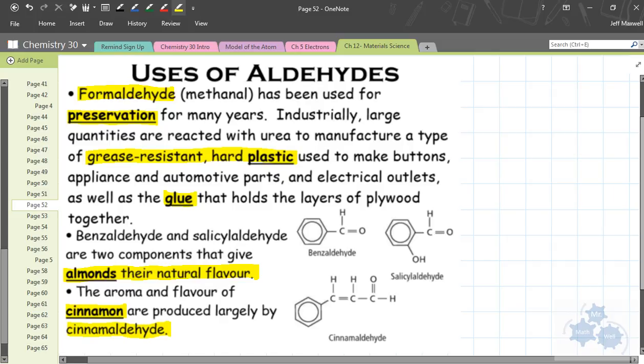But anyways, so here are the structures. What do you see? You see C double bonded to O and then to hydrogen, right? Here we go. Here we go. And here we go. Aldehydes.